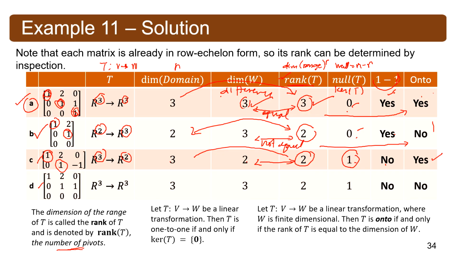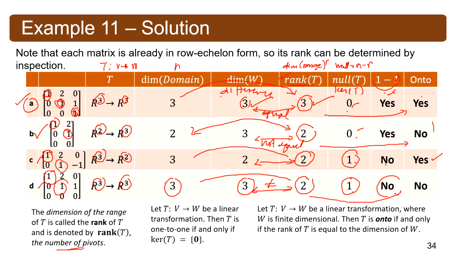And then the last one here, again from R3 to R3. So the dimension of the domain is 3, and the dimension of W is also 3. And how many pivots do we have for us to get our rank? So we have 1, 2. And we get the difference of these two, the difference is 1. So since it is not equal to 0, it's not 1-to-1. And these two are not equal also. So again, it is not onto.